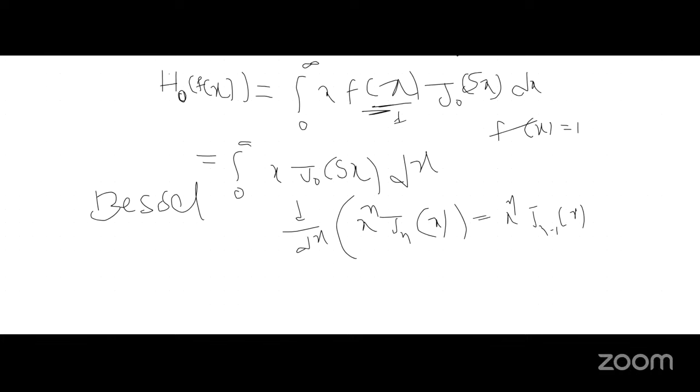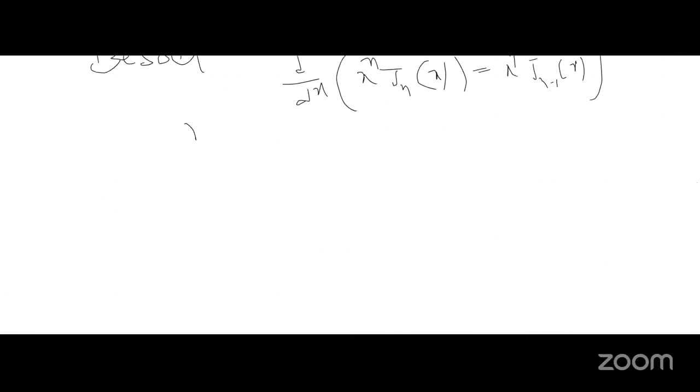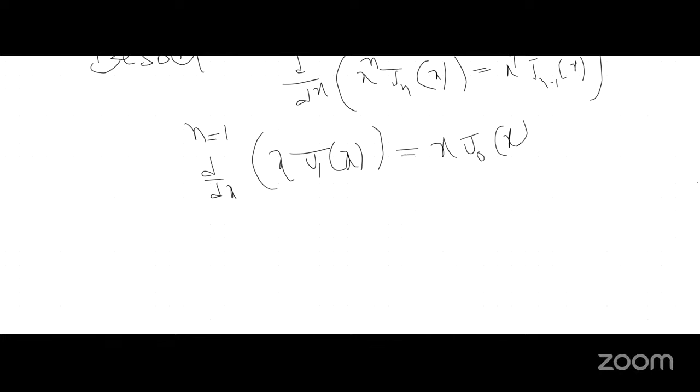So in this case, when you substitute n equal to 1, hence we get d by dx of x into J1 of x is equal to x into J naught of x. So when you substitute n equal to 1 in this equation.